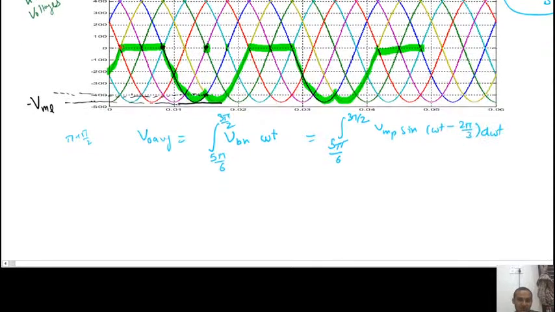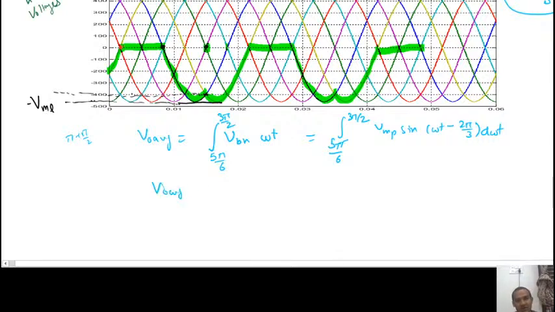So just solve it. V naught average, take VMP out, and 1 upon the time period also, so 1 upon 2 pi by 3. So here it will be 3 VMP upon 2 pi, and if you solve it, it will be minus cos of omega t minus 2 pi by 3. I am putting the limits of omega t, that is 5 pi by 6 to 3 pi by 2.